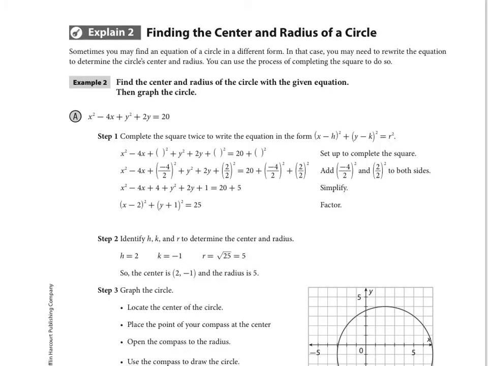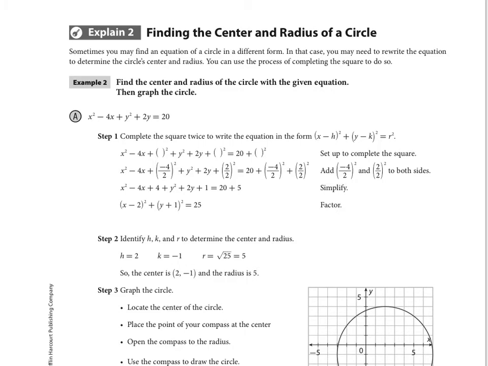So here, let's work through some steps. As we look at part A, it says take this equation, x squared minus 4x plus y squared plus 2y, and we need to figure out what the center and the radius is of that equation if it's equal to 20. So what we want to do is we want to complete the square, and notice that it says we actually want to do that twice, okay?